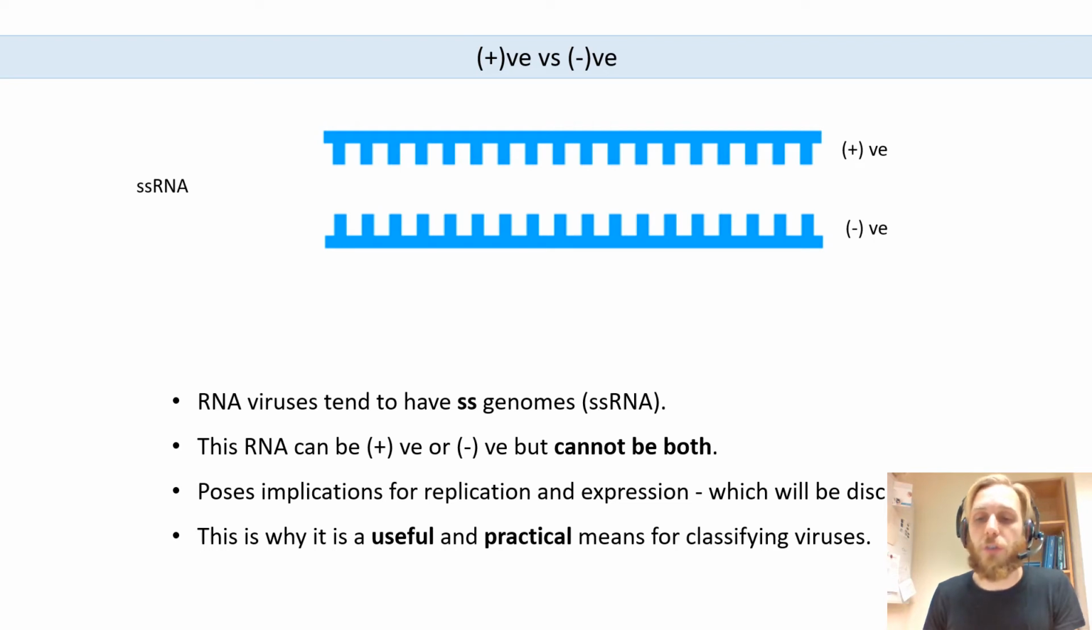A consequence of this is that positive stranded RNA viruses replicate in a very, very different way to negative stranded RNA viruses. So again, this classification is useful. By knowing if a virus that has a single stranded RNA genome has a positive or negative genome, we get information about it. So by knowing whether the genome is positive or negative, we're understanding how it replicates. Very valuable information.